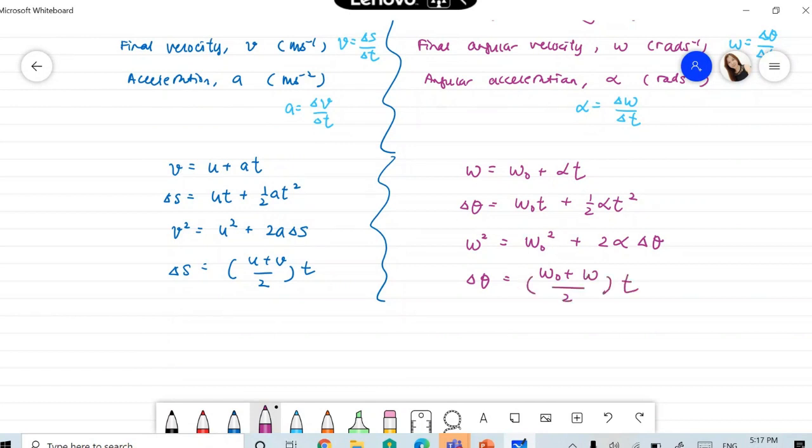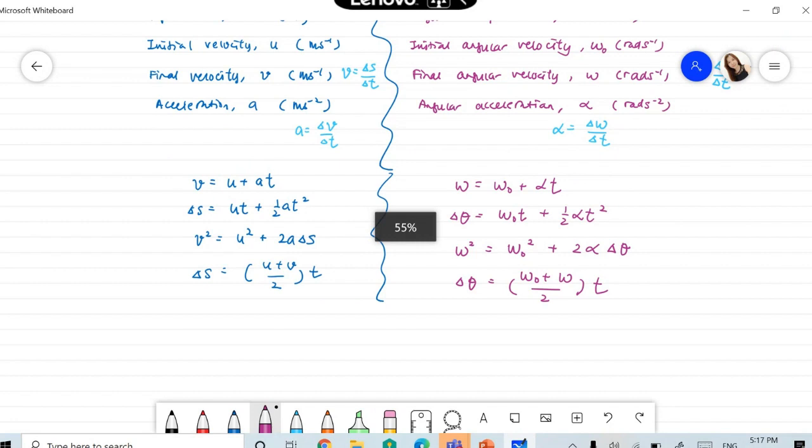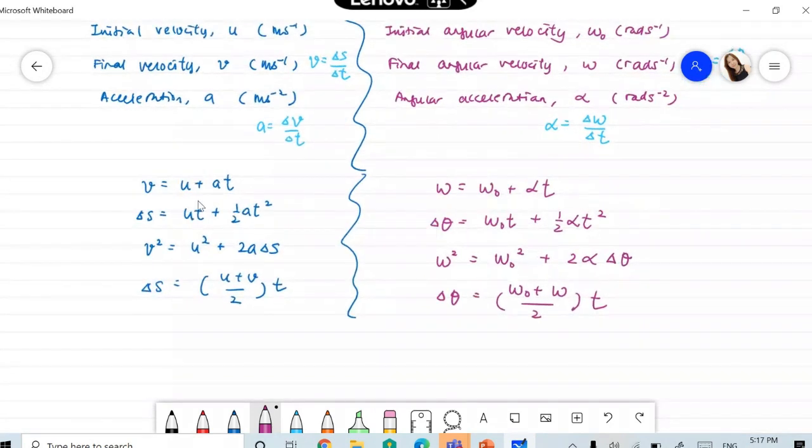So you can see that whatever concepts I use in linear motion can be applied in rotational motion. It's just a change only. Instead of linear speed, I change to angular speed. Instead of linear acceleration, or what we call acceleration, you can change it to angular acceleration.